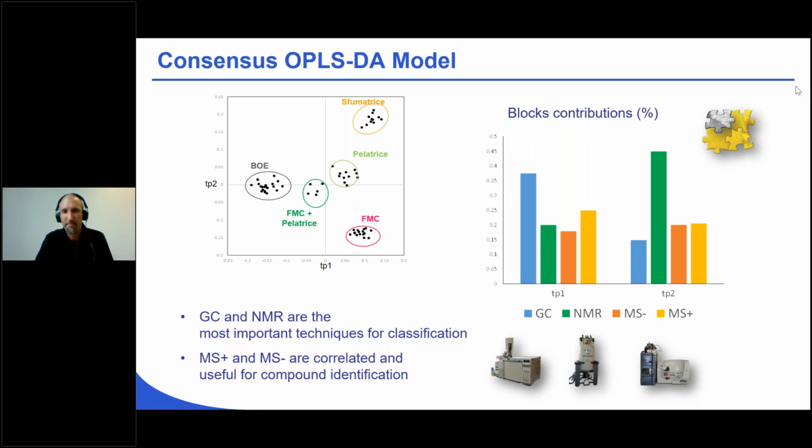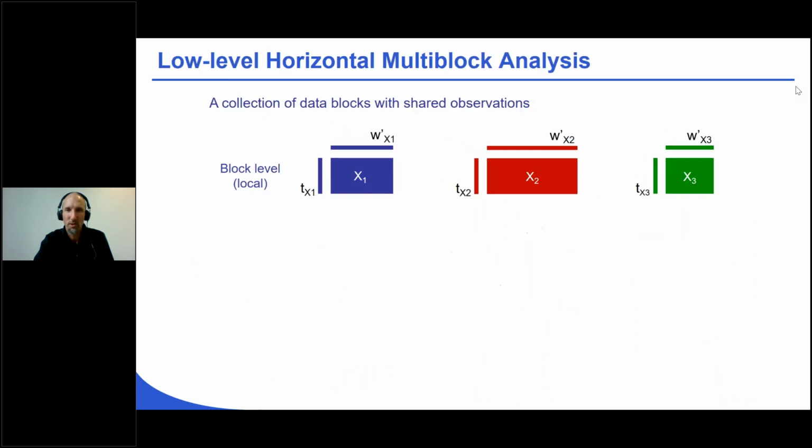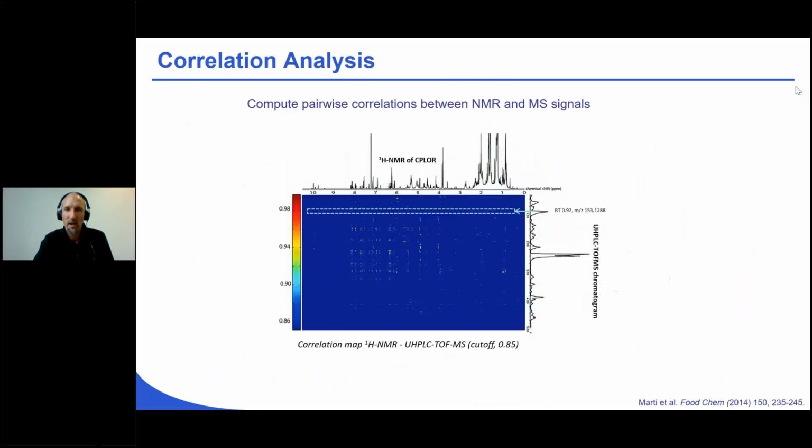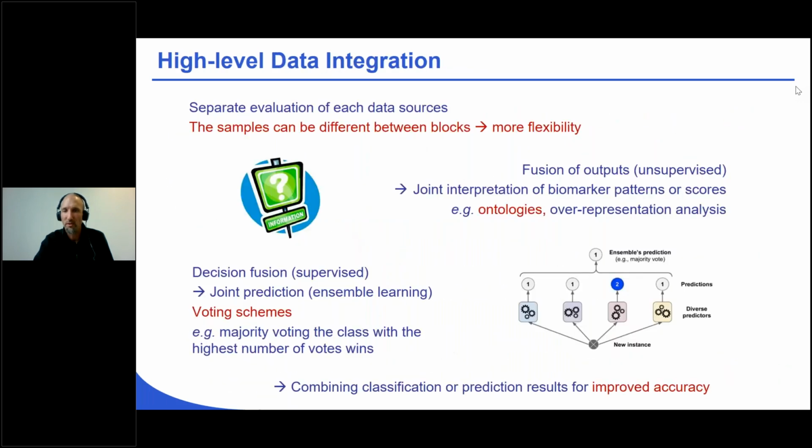We have also a question about the data integration and the impact of the size of the different blocks. For example, in transcriptomics, data matrices are far bigger than metabolomics. This is actually a very good question. I also didn't talk about it, but even in our case, the different matrices were of quite different sizes.